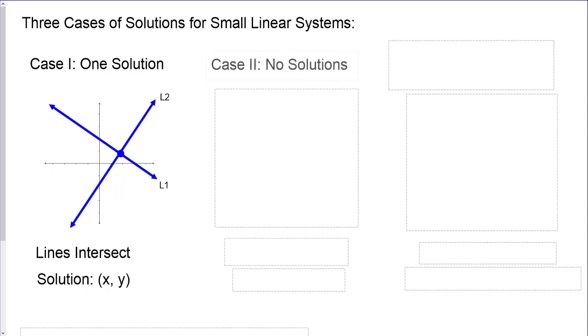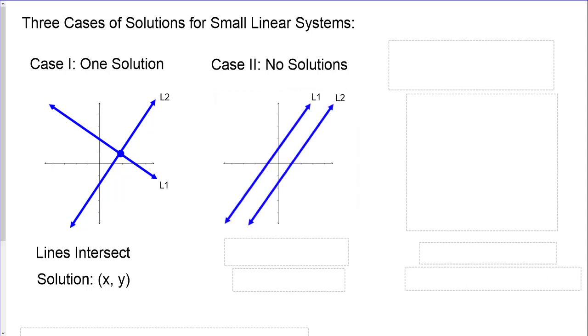Another case is when there are no solutions. If there are no solutions, then your lines would never intersect. This occurs with parallel lines. So whenever your lines are parallel, there is no solution. Occasionally, you will see the symbol for the empty set being used, which is the zero with the slash through it. And that's an appropriate way of expressing that there is no solution to a system, as well as stating there is no solution.